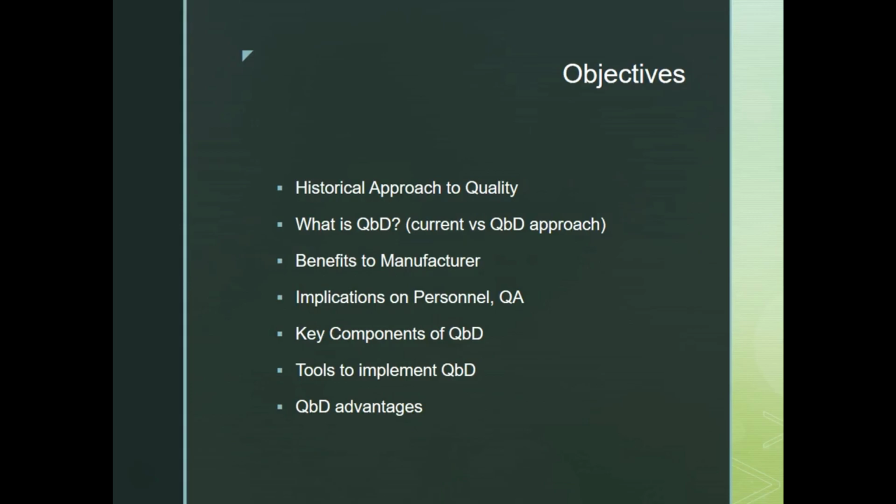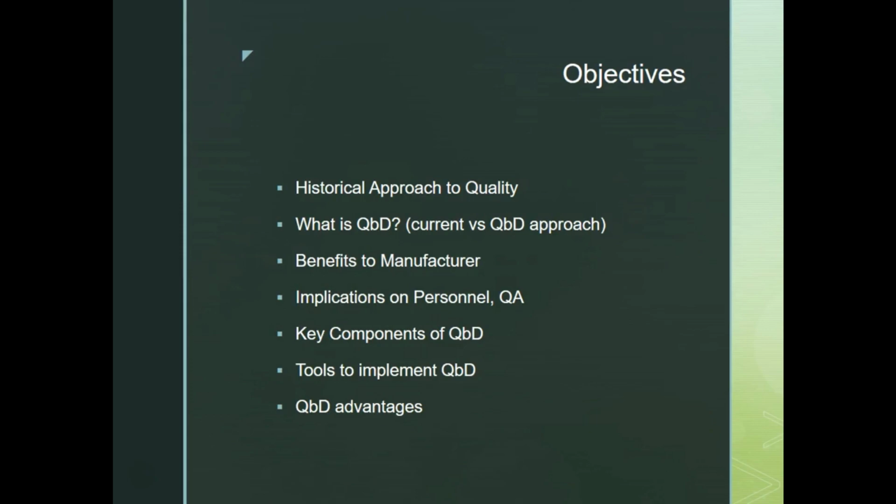The objectives covered in this lesson include an historical approach to quality, a discussion around historically how we would release material, what is QbD or what is quality by design, and to highlight the difference between the current approach to product release versus the QbD approach.